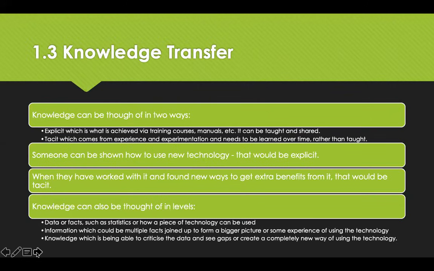But it could also be thought of in levels. So you've got data or facts, such as statistics of how a piece of technology can be used. When you use that data, you can create what we call information, which is the multiple facts joined up to form a bigger picture, which you can then turn into knowledge, where you're actually able to use that data and information to manage outcomes and critically analyse the data.